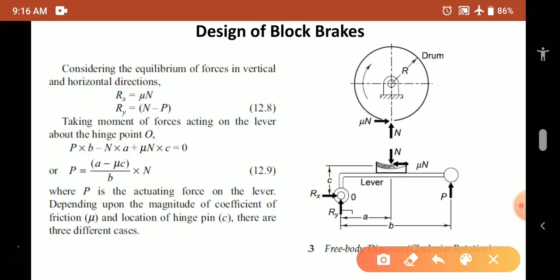After simplifying this equation, we can calculate P. Effort P is equal to (A minus mu C) divided by B, into capital N, that is the normal reaction force. Here P is the actuating force on the lever. Depending upon the magnitude of the coefficient of friction mu and the location of the hinge point C, there are 3 different cases that we will see here.